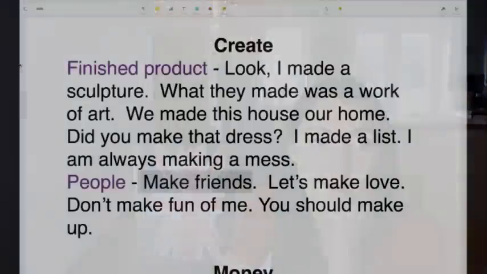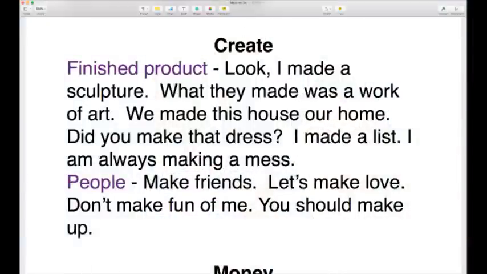And you can also make love. I'm sure you've heard this expression, especially if you watched my video about me. To make fun of someone.